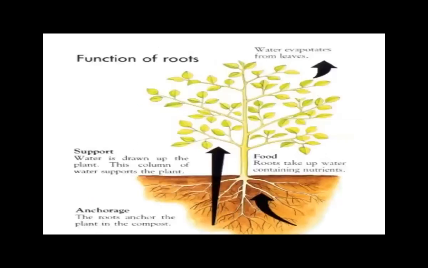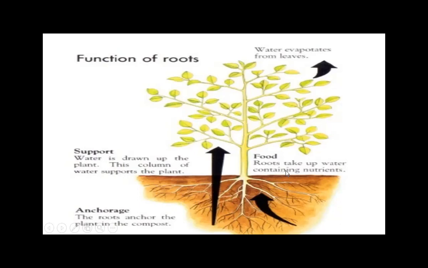Now, the roots. What are the roots and what are the functions of the root? Actually, the roots are responsible for the absorption of water containing the nutrients from the soil, and these are also responsible for anchoring the plant in the soil, or just like they are holding the plant in the soil. It also supports the plant because the water is drawn up the plant, and this column of the water supports the plant.